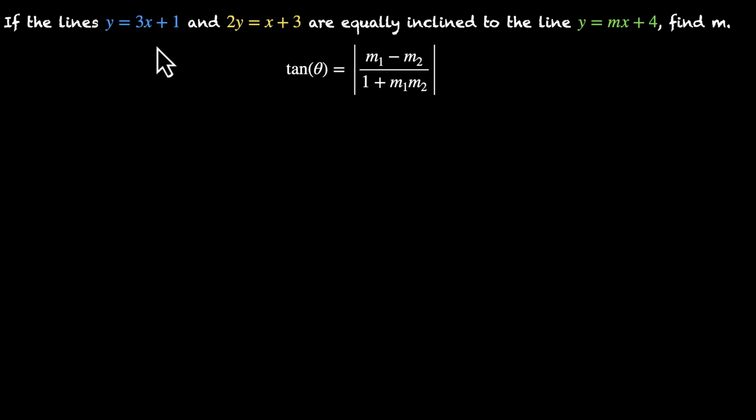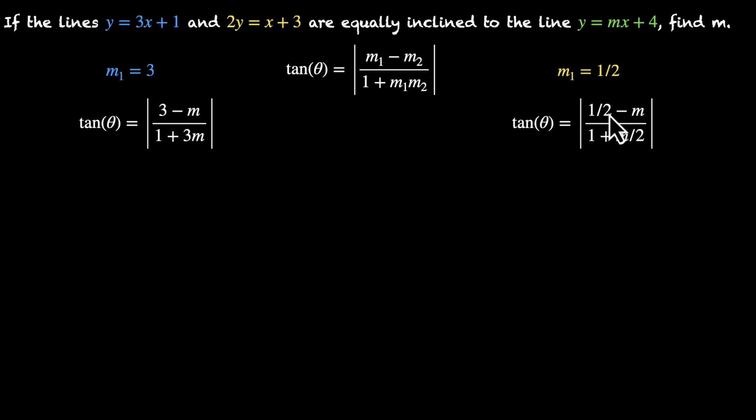So let's use it on this one first. Tan theta equals, because the slope of this blue line is 3, 3 minus m by 1 plus 3m. Now let's use it on the yellow one. The slope is half because 2 goes here, so that's 1 by 2. So here tan theta is equal to half minus m by 1 plus m by 2.